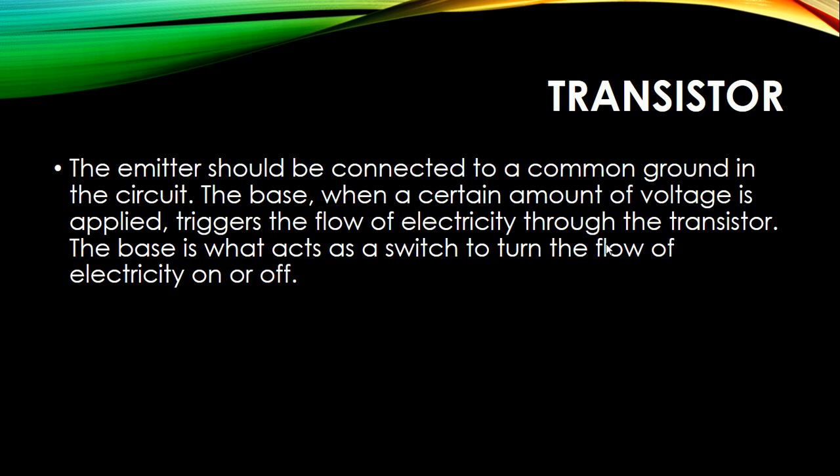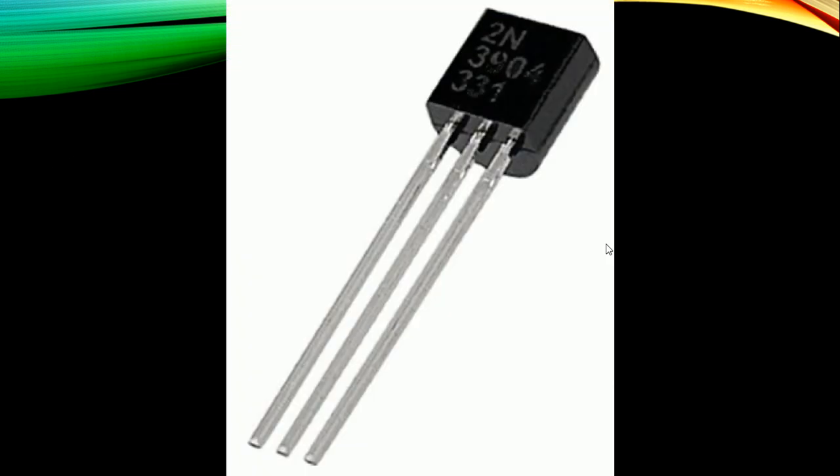The base, when a certain amount of voltage is applied, triggers the flow of electricity through the transistor. The base is what acts as a switch to turn the flow of electricity on or off. So that's why a transistor has three pins: the collector, the base, and the emitter. Okay, this is a transistor.